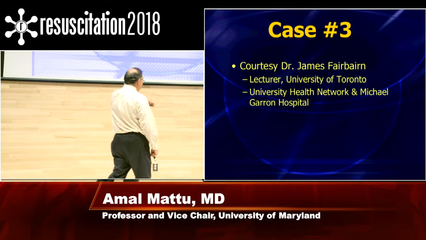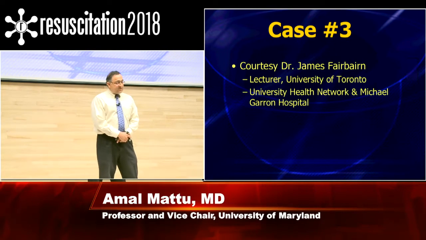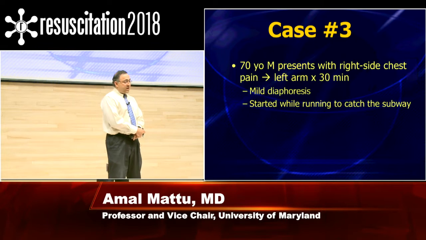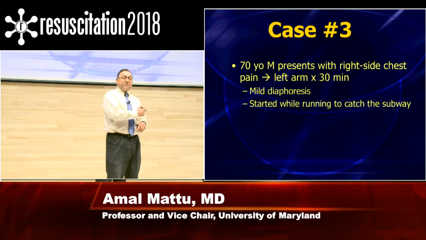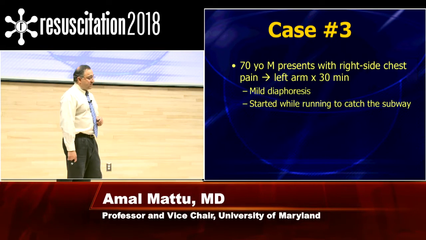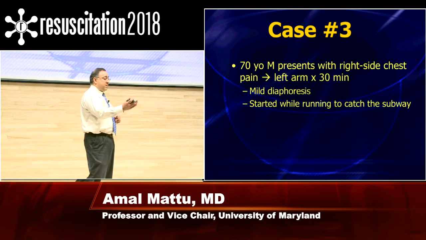Okay, case number 3. How are we doing? 10 minutes to go. All right, case number 3. This was sent by a physician in Toronto. 70-year-old man comes in with right-sided chest pain, which radiates to the left arm and lasted 30 minutes. He's got diaphoresis, so again, slam dunk. We're going to worry about this patient. It started while he was running to catch the subway.